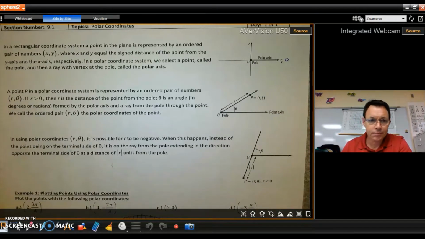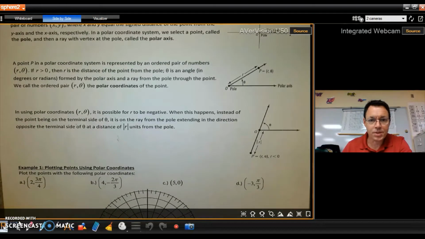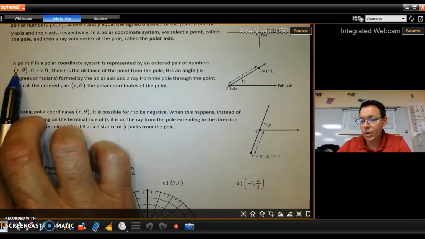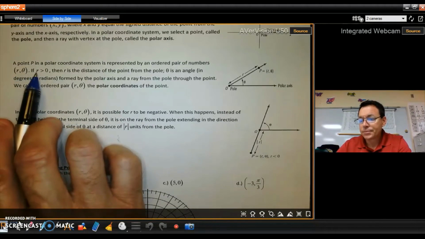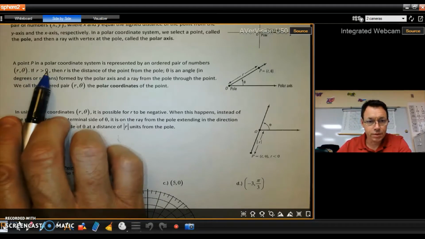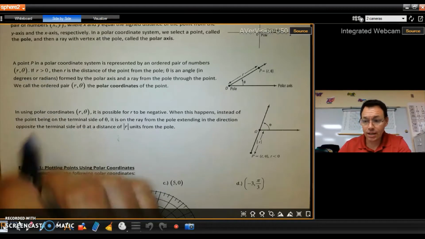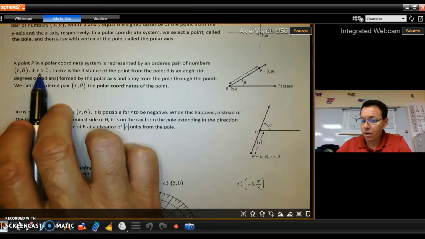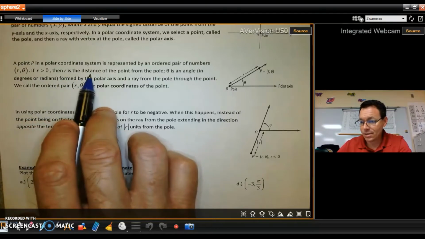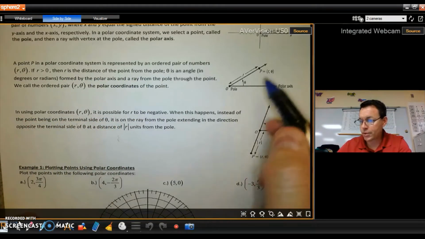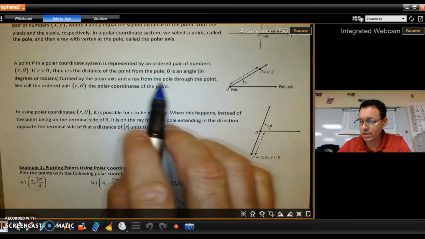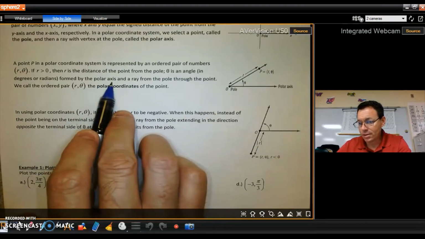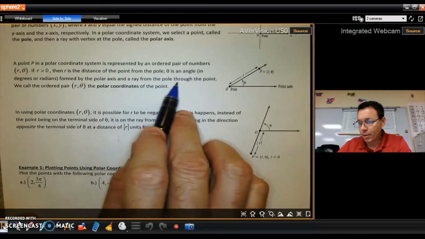Now, a point P in a polar coordinate system is represented by a set of ordered pairs. Instead of an x and a y, you have an r and a theta. Both of these can be negative, just like x and y coordinates can be negative. If r is greater than 0, r is the distance of the point from the pole. So from the pole, you're going to go out a certain distance. Theta is the angle formed by the polar axis and a ray from the pole through the point.